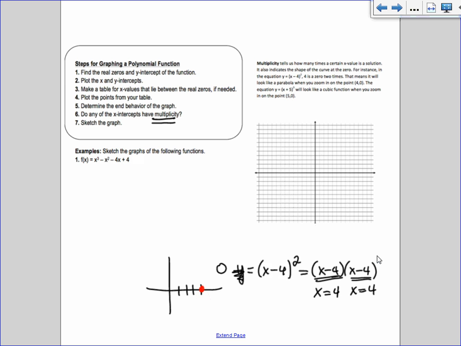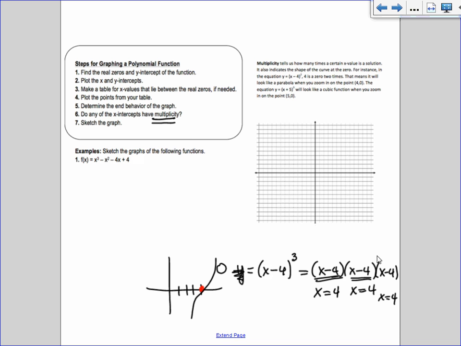What shape do you think it will be if it was an answer 3 times? What if I crossed out this 2 and made that a 3? So it's an answer 3 times, has multiplicity 3. What shape do you think it will look like? Like a little stinky one, right? It's going to go through like an x cubed. So at that 4, it's either going to go through like that, or it's going to go through like that. And we determine that with the end behavior. Does this kind of make sense?